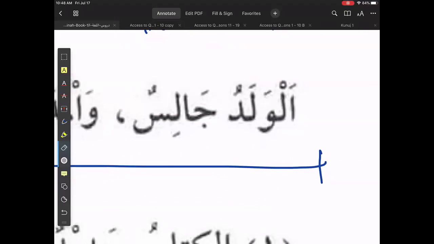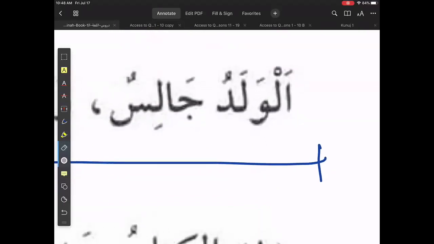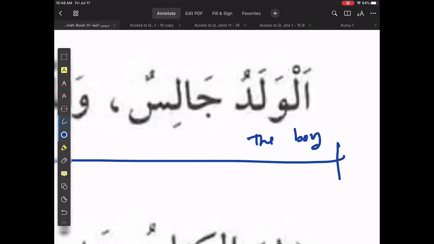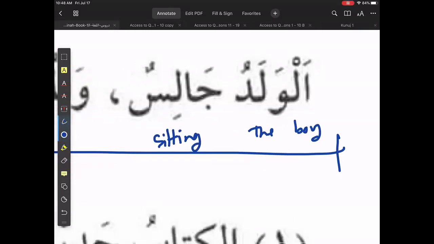Now that we establish that this is a sentence, let's go into the meaning. Al-waladu, as a lot of you are pointing out, is the boy. And jalisun is sitting. So now we just have to translate. This is our English business, it's not Arabic business. The boy is sitting.